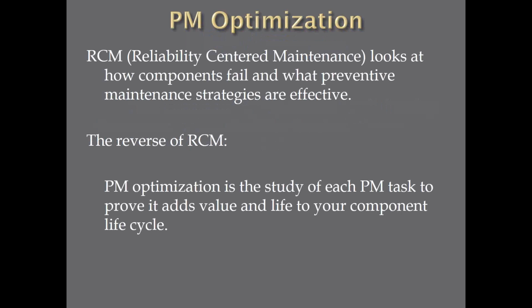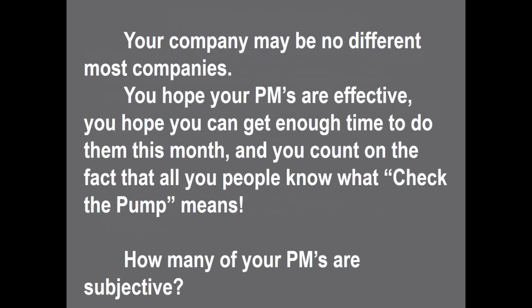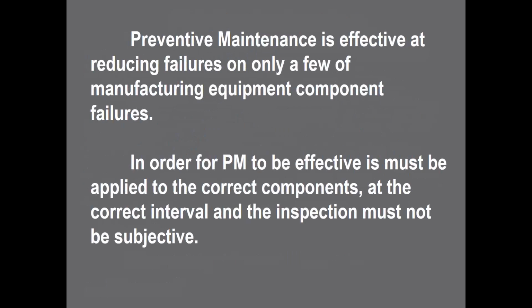A lot of this came from a class I went to with Ron Moore. How do you know the PMs you're doing are effective? It says here your company may be no different than most companies. You hope your PMs are effective. You hope you get enough time to do them this month, and you can count on the fact that people know what "check the pump" means. So how many PMs do you have in your system that are subjective like that, say check the pump, check the belts, check the conveyor? Those are called subjective PMs. Again, we got to get away from these.